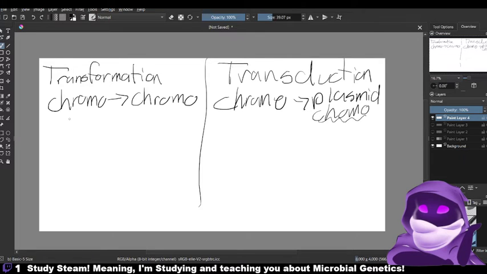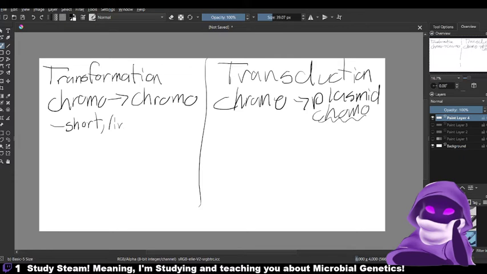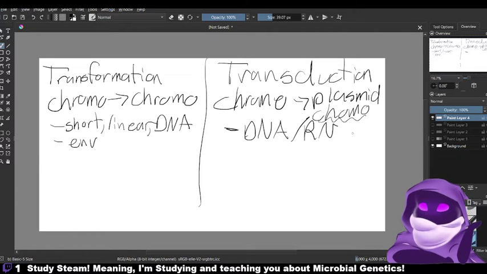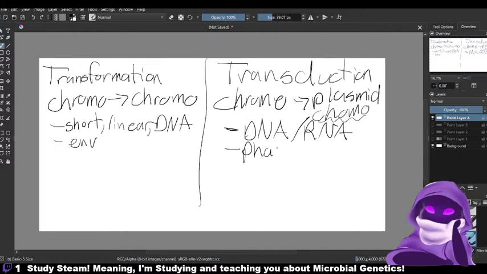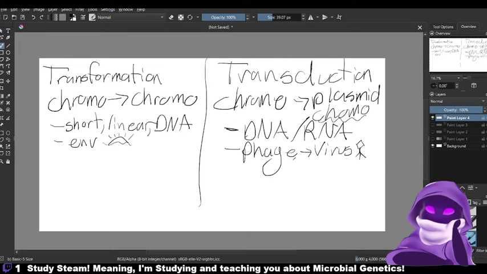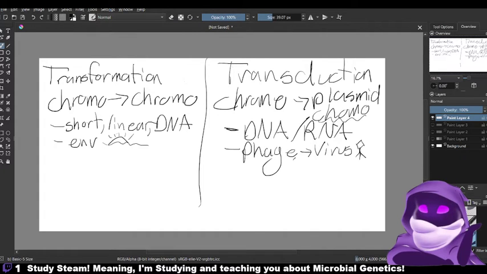So the major difference is transformation is stuff that is happening from the environment. This is short. Usually it's linear. And we are sipping this up from the environment. And this is generally going to be DNA or RNA. Actually, this has to be DNA. Additionally, this is from phage. Phage are viruses that infect bacteria. Think your little trapezoid dudes who look like spiders, right? Wow, this is the worst phage. We'll just write an M. Yeah, fine. So phage, and this is environment, so I'll write a little sun.